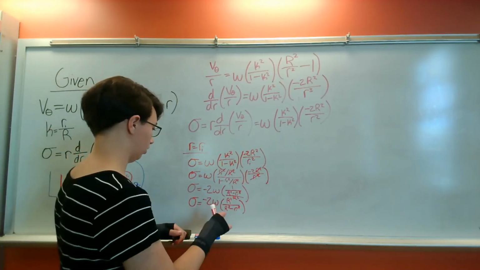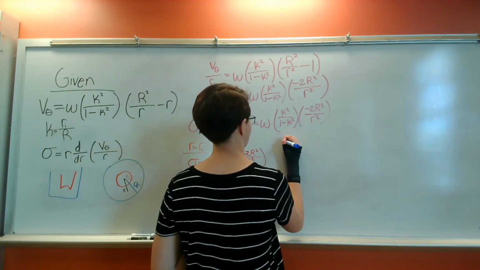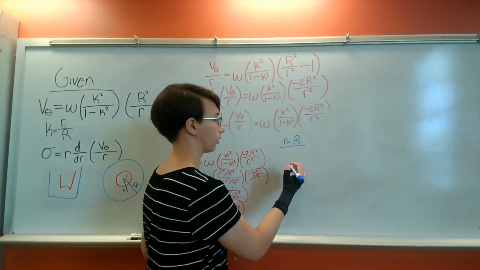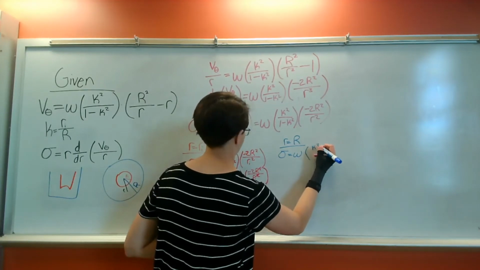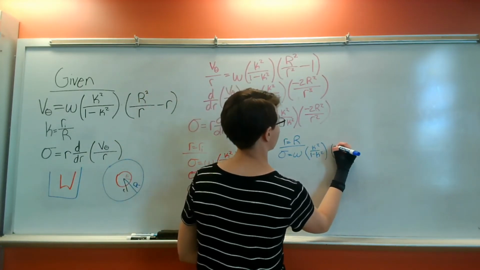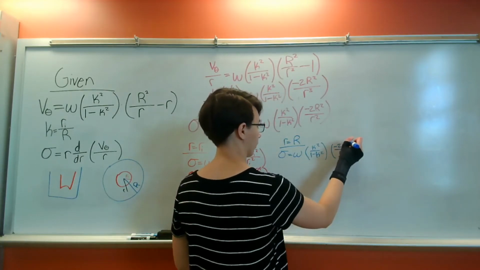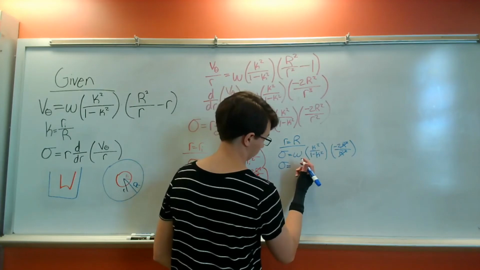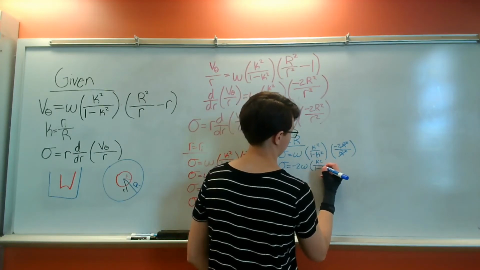And then you do the same thing for the outer radius, where we have radius r is equal to the outer radius, and so then the shear rate is equal to angular frequency times k squared over 1 minus k squared times -2 outer radius squared over outer radius squared, and then the outer radiuses are going to cancel, and we'll be left with the shear rate is equal to -2 times the angular frequency times k squared over 1 minus k squared.